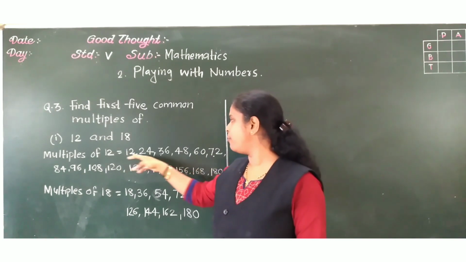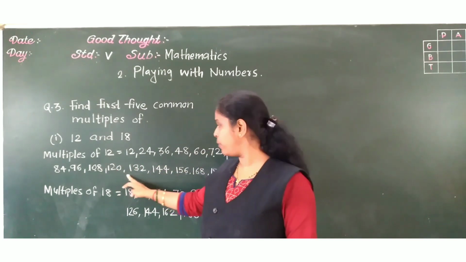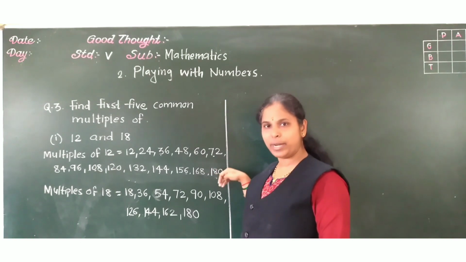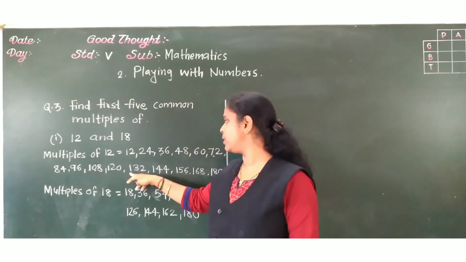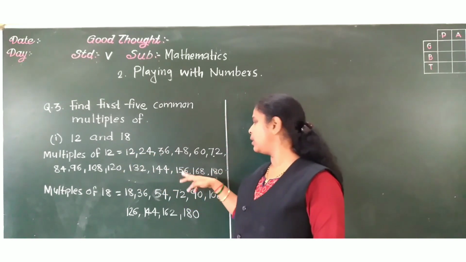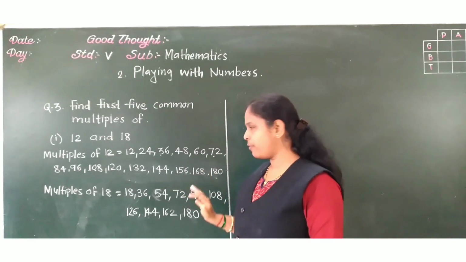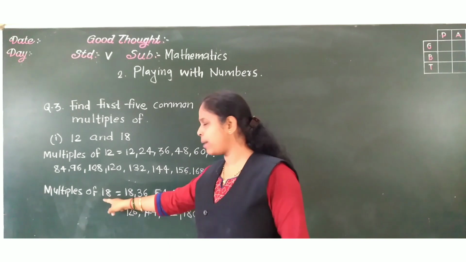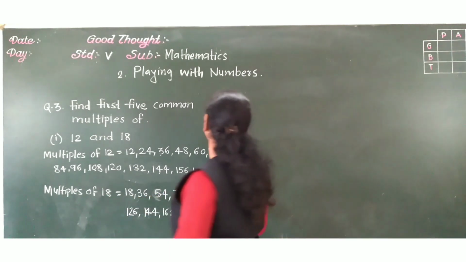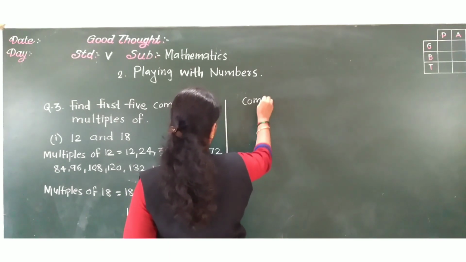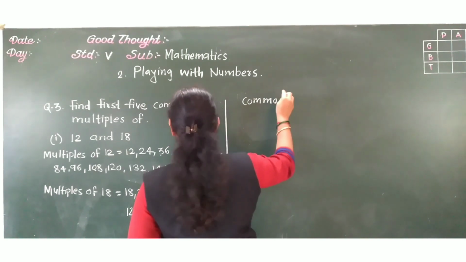See here I have written. After 120 also I have written. I have made the table. Means 12 11s are, 12 12s are, 12 13s are, 12 14s are, 12 16s are, like that. Okay? Like that I have written. Now the same as the 18 table. So common, first common multiples.